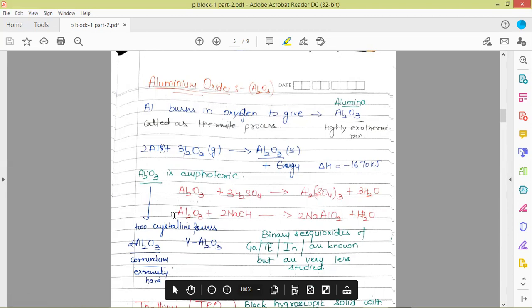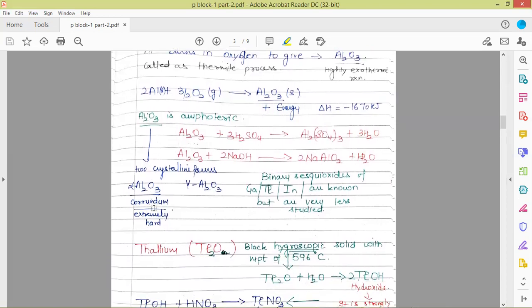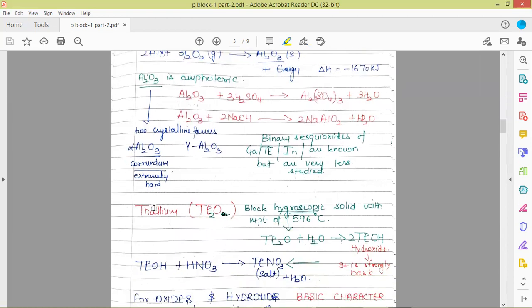As B2O3 was an acidic oxide, Al2O3 is an amphoteric oxide. By amphoteric, we mean that it can react both with acids and bases. With acids, it will give us aluminium sulfate, and with base, it will give us NaAlO2. Al2O3 has two crystalline forms, alpha Al2O3 and gamma Al2O3. The oxides of the rest of the group 13 elements are known, but they are not very stable, so they are less studied. The next important and stable oxide is thallium oxide, where thallium is in +1 oxidation state.